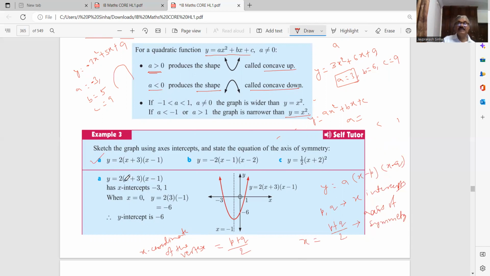Okay. So here in this case, see here, this x minus p is there, x minus q is there, correct? A into x minus p, x minus q. But here it is 2 into x plus 3 is there and x minus 1 is there. So if it is plus 3, then your x-intercept will be minus 3. And because here it is x minus 1, so another x-intercept will be 1. So if it is x plus 3, then one x-intercept will be minus 3. X minus 1, then other intercept will be plus 1. Correct? So these are your x-intercepts.